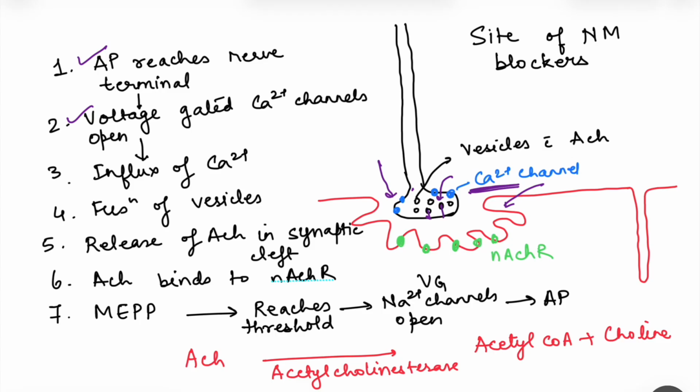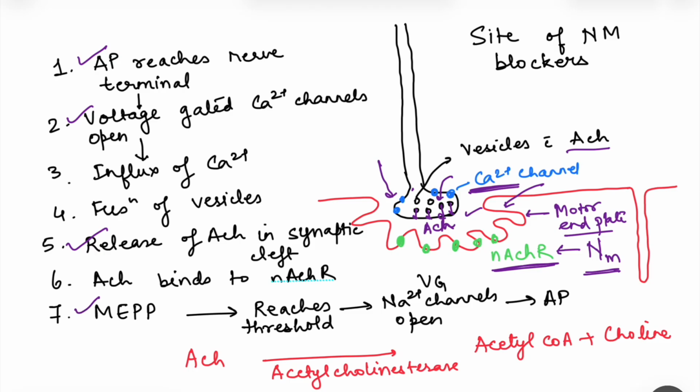This calcium causes fusion of the vesicles. These vesicles contain the neurotransmitter acetylcholine. So these vesicles fuse with the membrane and there is release of acetylcholine into the synaptic cleft. Then acetylcholine binds to the N-acetylcholine receptors which are present on the postsynaptic membrane, and this postsynaptic membrane where the junction is taking place is also known as the motor end plate. On the motor end plate, acetylcholine binds to the N-acetylcholine receptors, which are nicotinic receptors of the NM type, and because of this binding there is generation of the motor end plate potential.